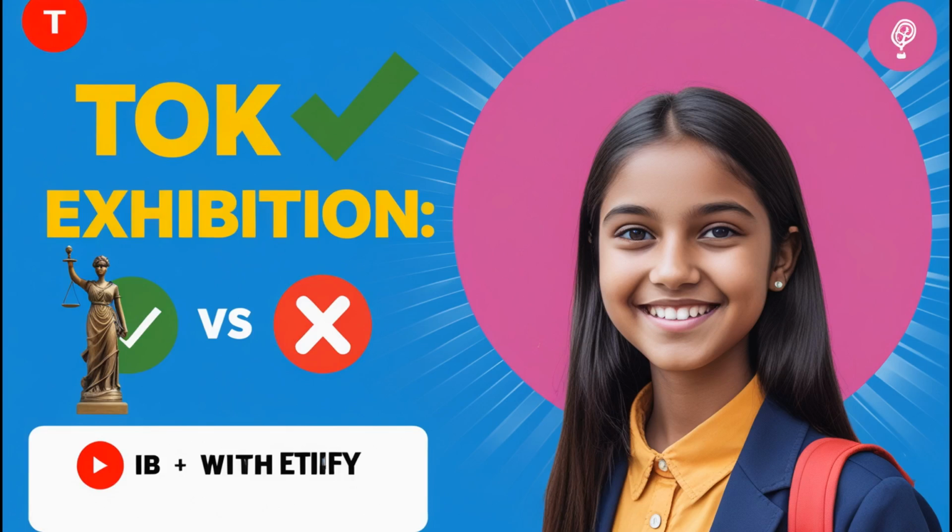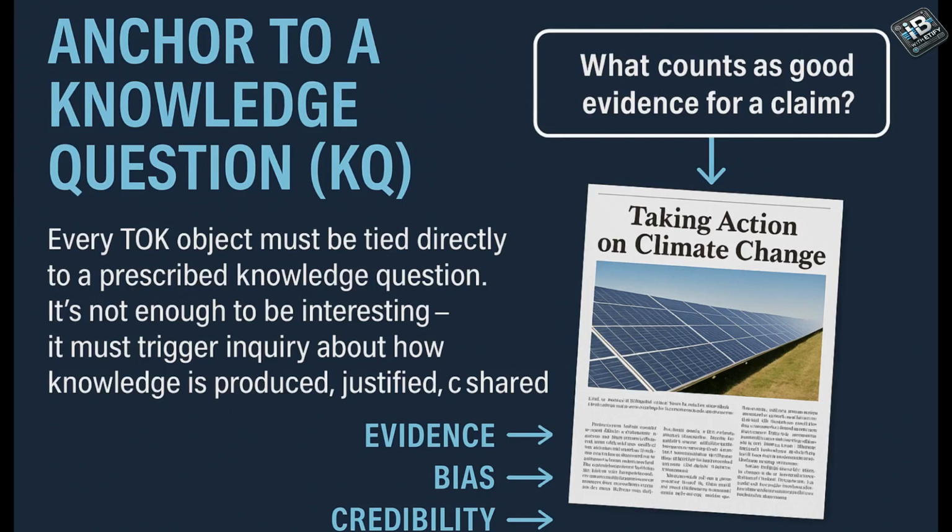It's not just an item you like or find interesting, it must have a meaningful link to one of the 35 prescribed knowledge questions provided by the IB. The object acts as a real-world anchor, helping you explore that question in a concrete way.